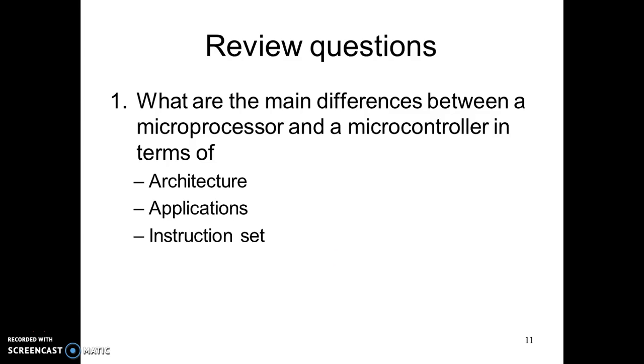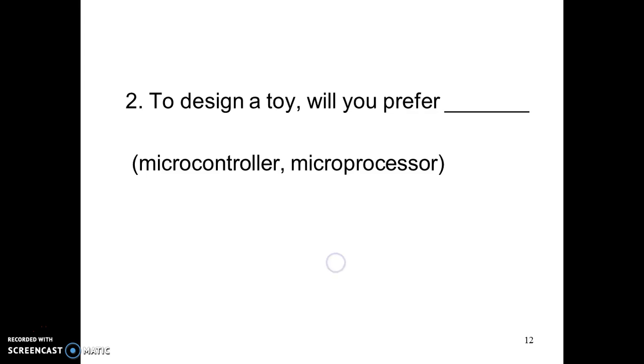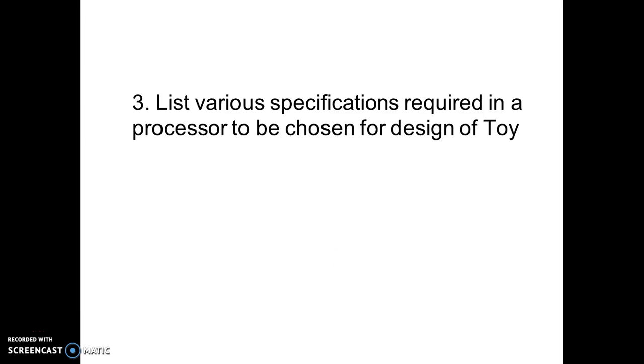Now the review questions. You have to write some assignments. First, what are the main differences between the microprocessor and the microcontroller in terms of architecture, applications and instruction set? Second, design a toy: what would you prefer, a microcontroller or a microprocessor? Third, list the various specifications required in a processor to be chosen for the design of a toy. So you go through it and write the answers to the questions.